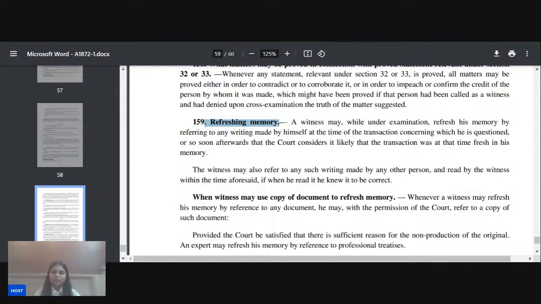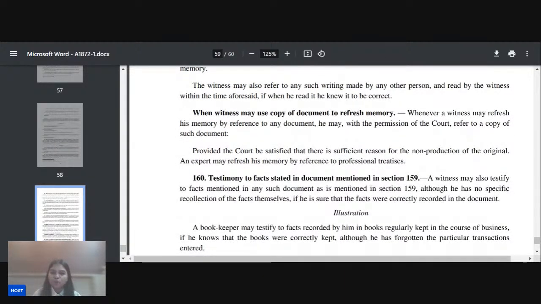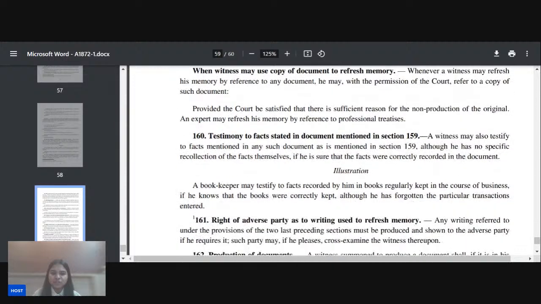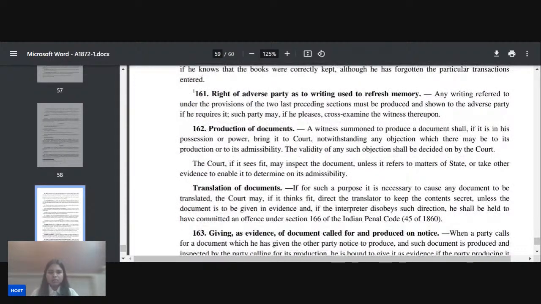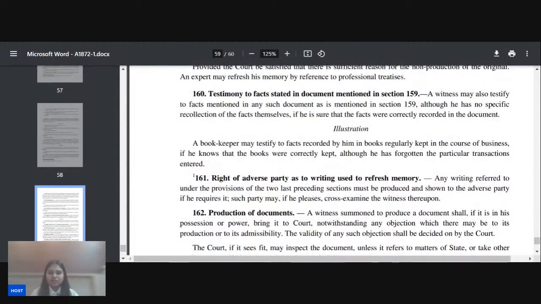So it might happen that the witness has forgotten something. So to refresh his memory while under examination, he can be allowed to refresh his memory, referring to any writing which he made at the time of the transaction or whatever, right. So that is refreshing memory, and he can use a copy of the document also to refresh his memory. 160 relates to testimony to facts stated in a document mentioned in 159.